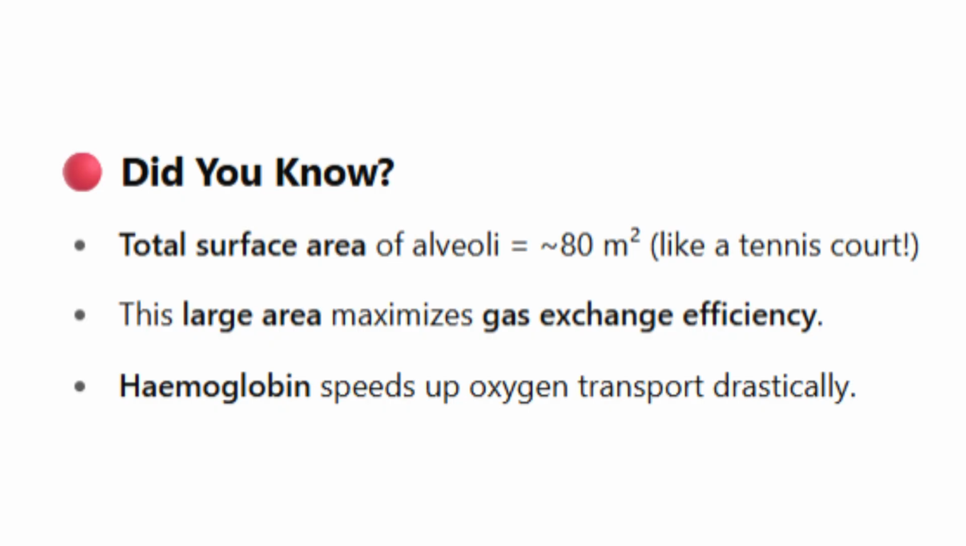Did you know? The total surface area of the alveoli equals 80 m², like a tennis court. This large area maximizes gas exchange efficiency. Hemoglobin speeds up oxygen transport drastically.